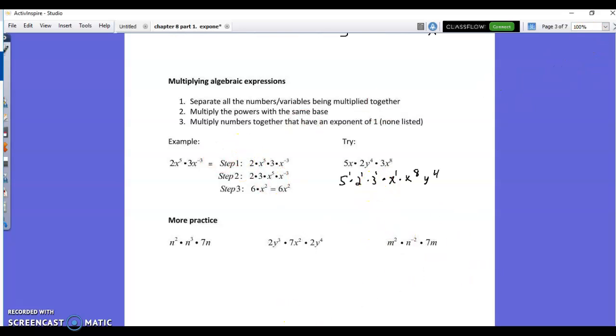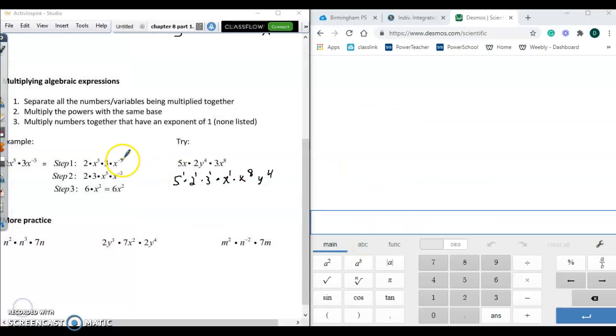All right, I'm going to bring up the Desmos Calculator. So this is just showing how we're going to do this. So I'm just going to multiply these numbers together. So 5 times 2 times 3, that gives us 30. All right, so we have 30, which is that part. Remember that 5 times 2 times 3. And then we have an x to the first and an x to the 8th. 8 plus 1 is 9, so that's going to give us x to the 9th. And then y to the 4th doesn't have any other bases that it can add to, so it just remains like that. And that would be our expression simplified.